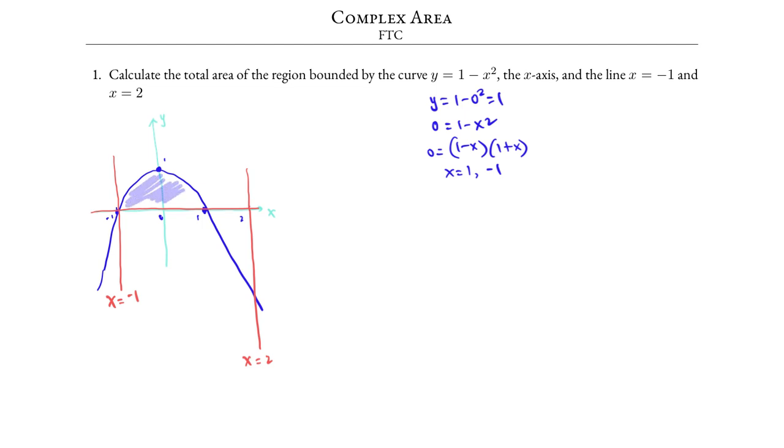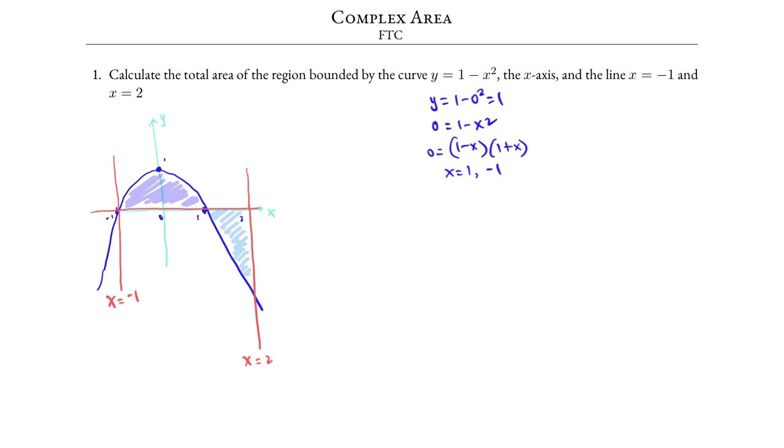between the curve y equals 1 minus x squared and the x-axis from -1 to 1. Also, it is bounded from x equals 1 to x equals 2 between the curve and the x-axis. So there are two bounded regions. One is above the x-axis and one is below the x-axis.